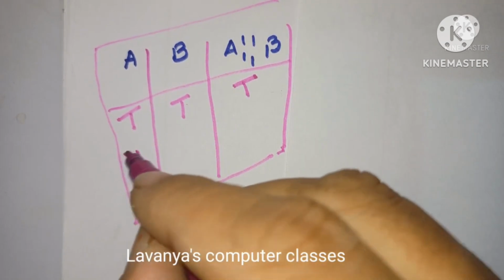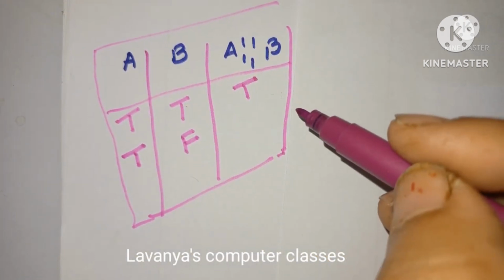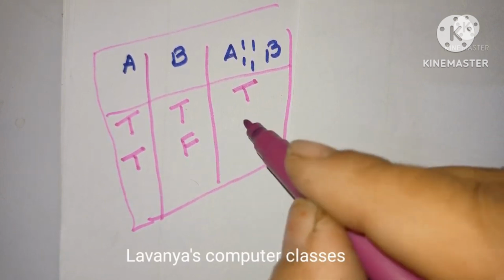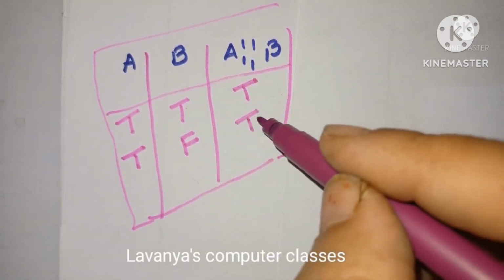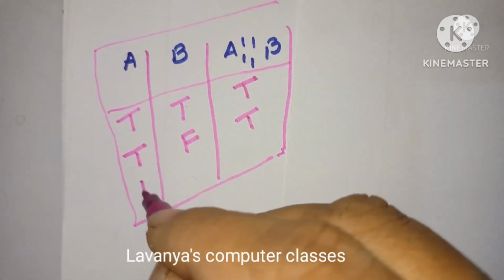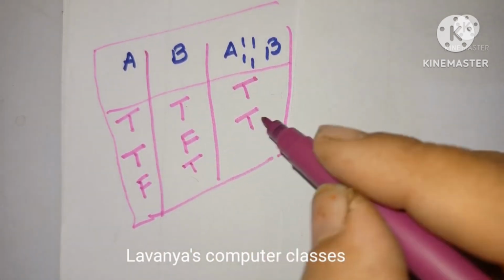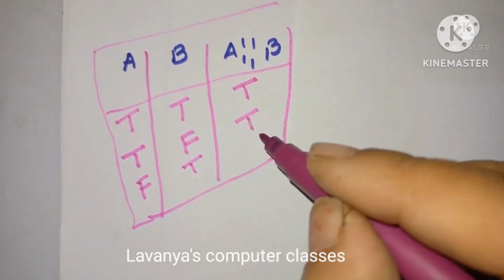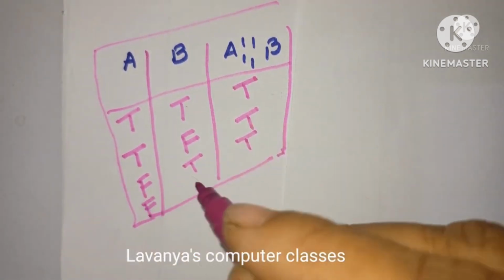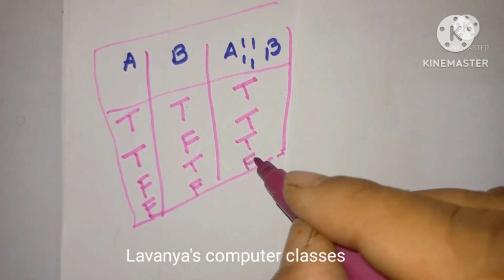Second case: the first condition is true, but the second condition is false. According to the OR operator, if any one condition is true, the total result is true, so the result is true. Third case: the first condition is false, but the second condition is true. Any one condition is true, so the result is true. Whenever the first condition is false and the second condition is also false, only then is the result false.